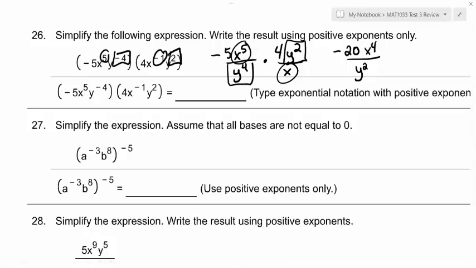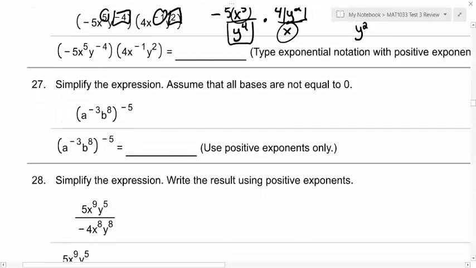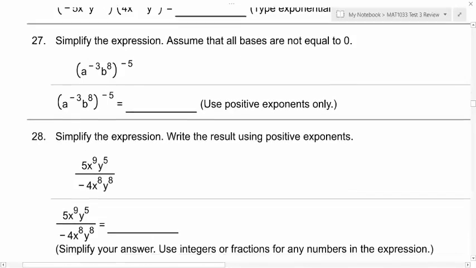But I love what you did, Marla, because if it helps you to visually see it like this, by all means, go for it. That's perfect. So, like I keep saying, there's many ways to do these problems. Okay, number 27. What could we do there?